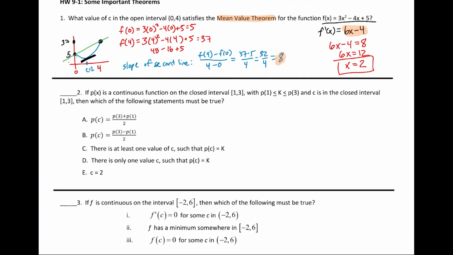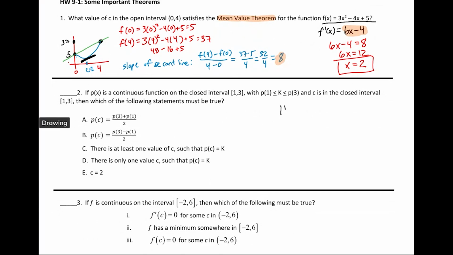Number 2 says if p is a continuous function on the closed interval 1 to 3 with some value k in between p of 1 and p of 3. So basically this is saying there's some number in between the y values. This is kind of leaning towards an intermediate value theorem problem. And c is in the closed interval 1 to 3, then which of the following statements must be true?